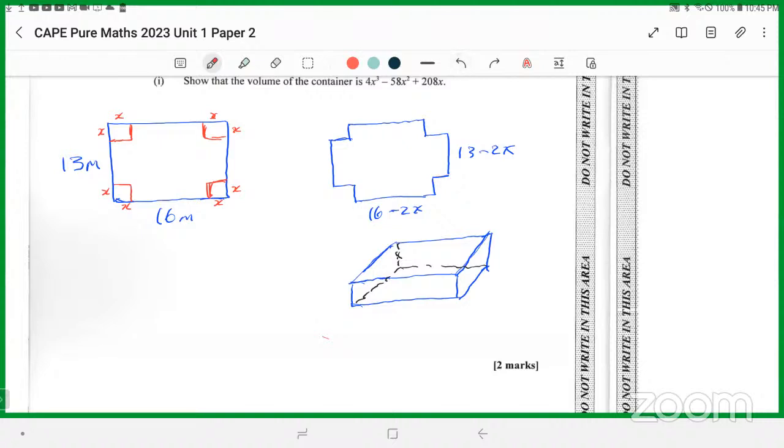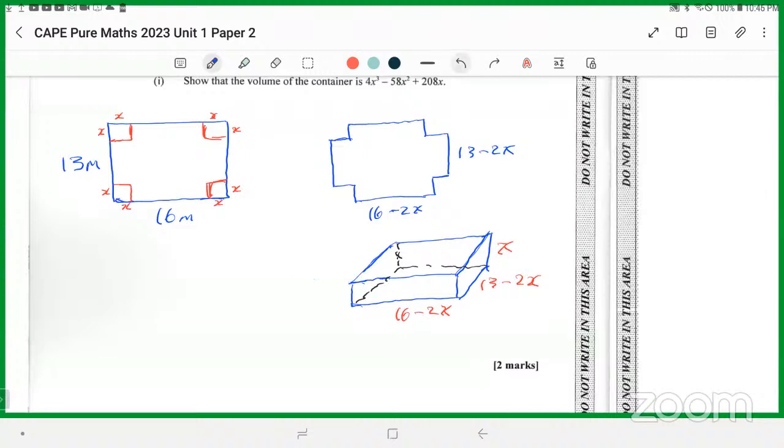So the height of the container is x. The width right here is 13 minus 2x, and the length over here is 16 minus 2x. And then you want the volume. So the volume is the product of those three sides. See that? So what is the volume of this thing now?